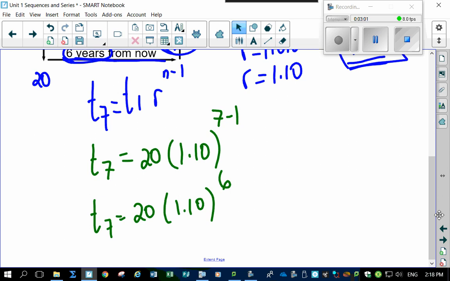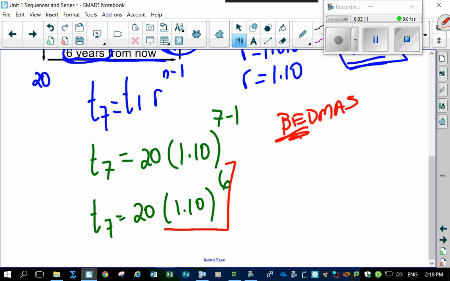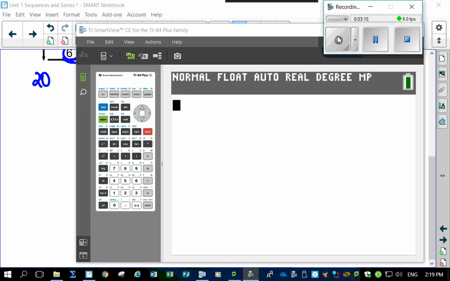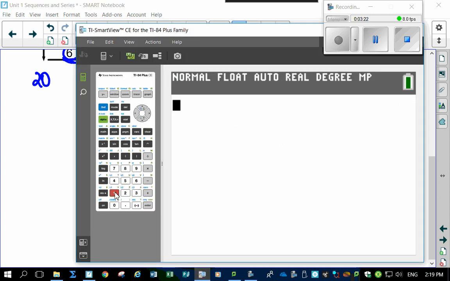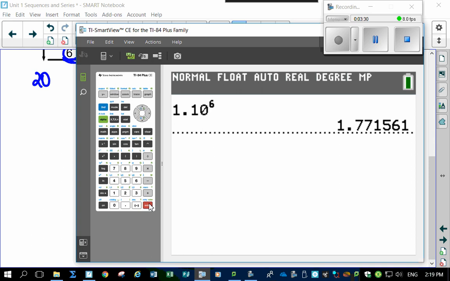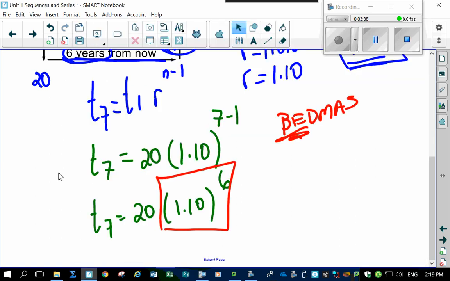That's when we're going to use our calculator. And we have to remember something very, very important. We have to remember our BEDMAS. So we have to do the brackets and exponents first. We have to do this part first in our calculator. So let's bring up our calculator. There it is. And we're going to put in 1.10 to the power of 6. 1.10 hat 6. And that's going to give us a value. Enter. Whoa, 1.771561. Yikes. Okay, now that's this value here in red.